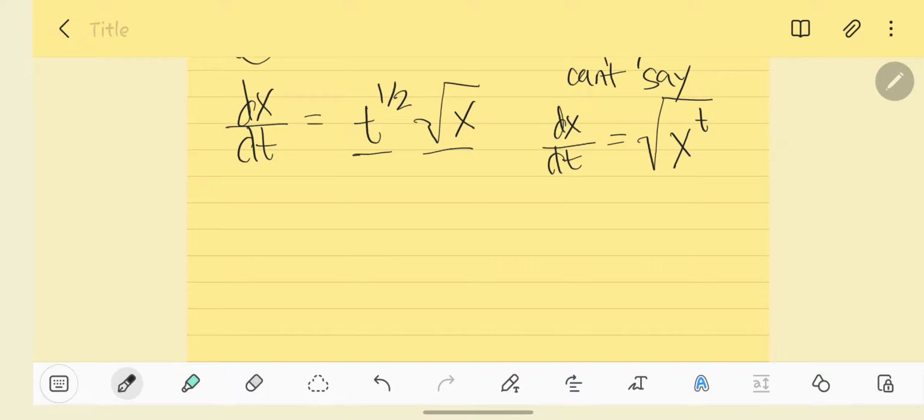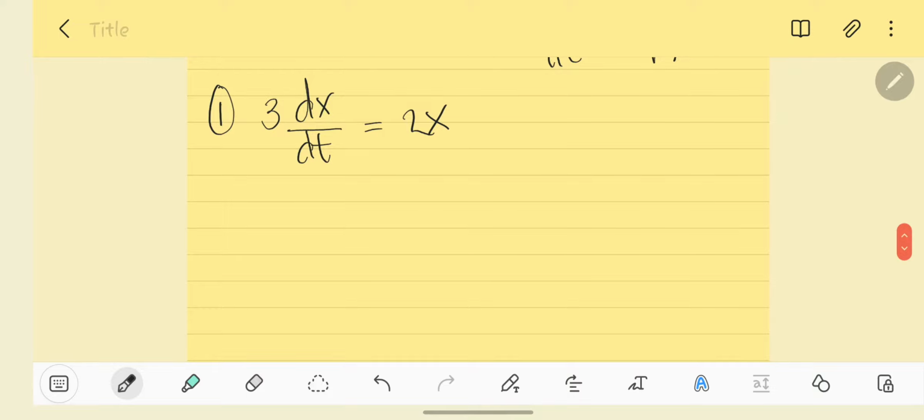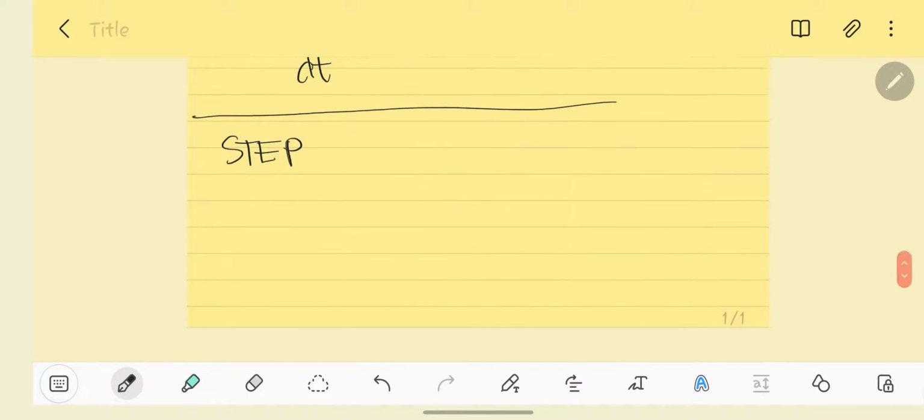So as you can see, we can only apply variable separable in certain cases. So let's try to do some example. So first example is 3 dx over dt is equals to 2x. Now before we solve this equation, we should know the steps of how to solve a variable separable equation. So the steps in getting the solution is number 1.